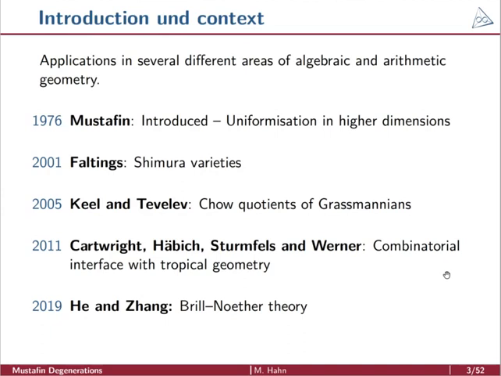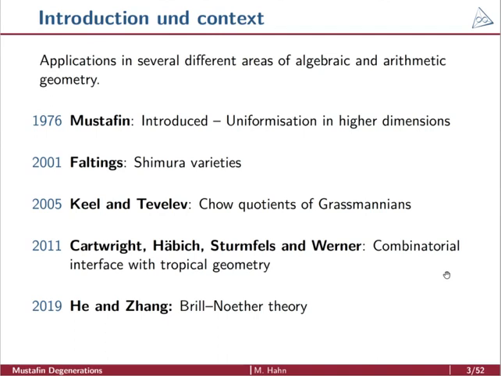In 2001, Gerd Faltings used them in the context of studying local models of Shimura varieties. In 2005, in the work of Keel and Tevelev, Mustafin degenerations found an application in the context of Chow quotients of Grassmannians. And in 2011, Cartwright, Häbich, Sturmfels, and Werner developed a combinatorial interface between tropical geometry and Mustafin degenerations.